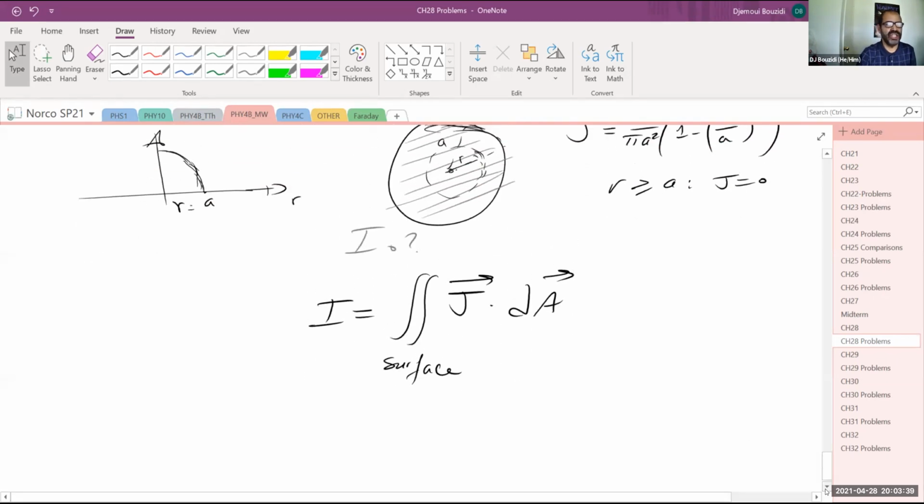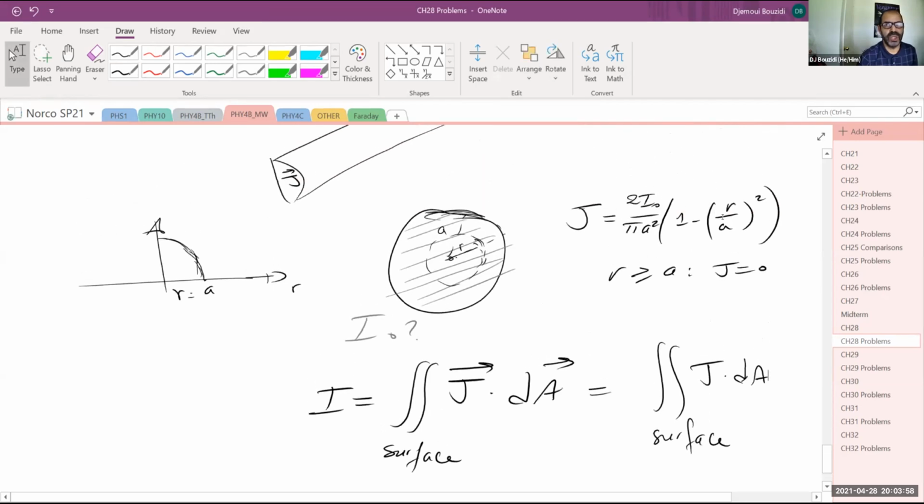First of all, as you can clearly see, J is in the k hat direction, and A also is in the k hat direction. So these two vectors are parallel to one another. So I'm going to write it as just the integral of the surface. Don't be afraid of this double symbol in here, because we're not going to do it actually. We're going to do just a single integral, okay? Because of this radial symmetry.